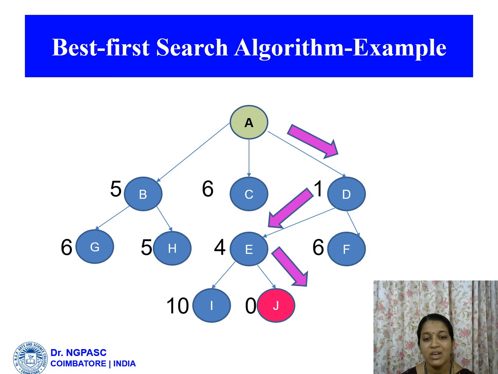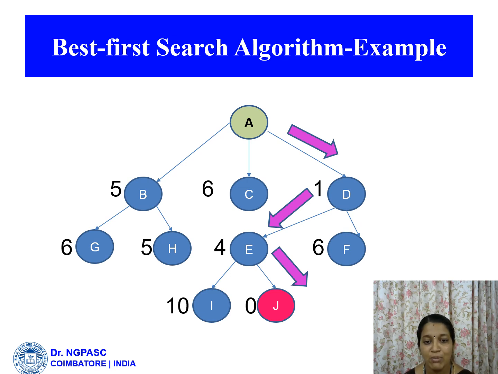So B is 5, C is 6, D is 1, and B has been expanded to G and H. There I have given 6 and 5, and D has been expanded with E and F. I have given 4 and 6, and E is expanded with another two nodes, 10 and 0.